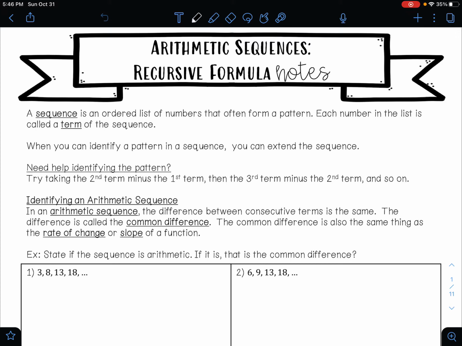In this video, we are going to learn about arithmetic sequences. The first type of formula that we're going to learn for arithmetic sequences is called the recursive formula. Before we get into that, let's figure out what an arithmetic sequence is.